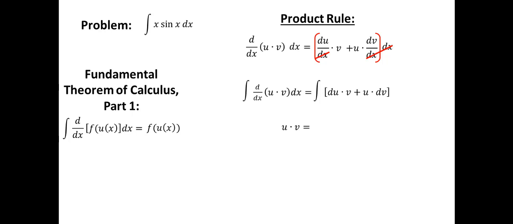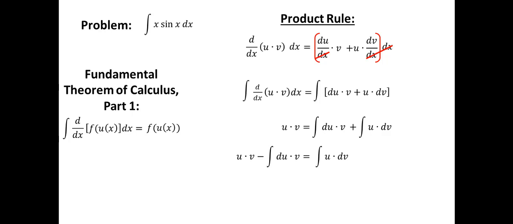The right side, we can split it out too based on the properties of the integral, and call it the integral of du times v plus the integral of u times dv. And we're almost there. We're almost to integration by parts. We just got a couple more things. Let's just subtract that integral of v du on both sides. So now we've basically arrived.